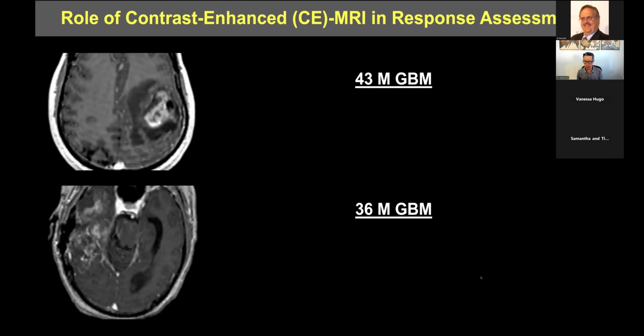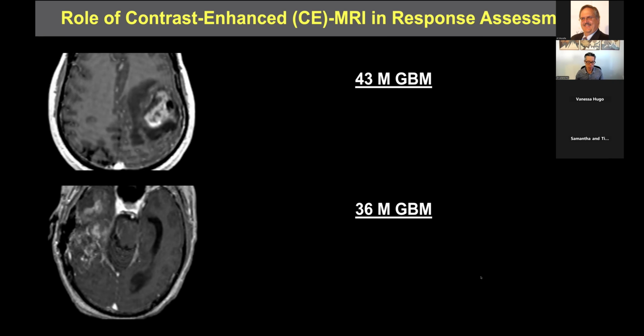I wanted to start off by saying, anybody involved with the care of patients with brain tumors, we all understand the role that contrast enhanced MRI plays in response assessment of patients with brain tumors, specifically with glioblastoma or GBM. Sorry, let me just pull this up. These are just two examples of patients who were diagnosed with glioblastoma.